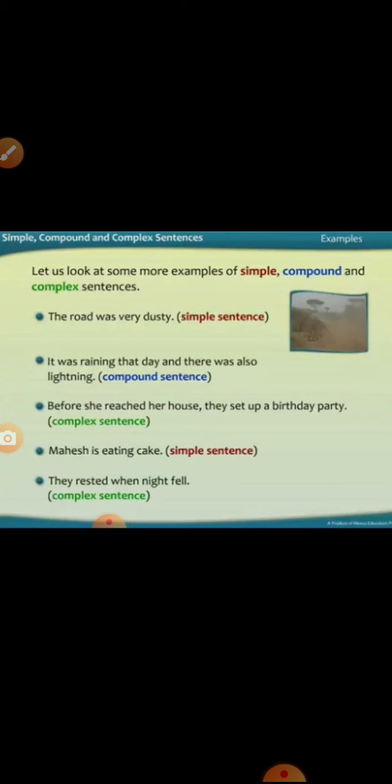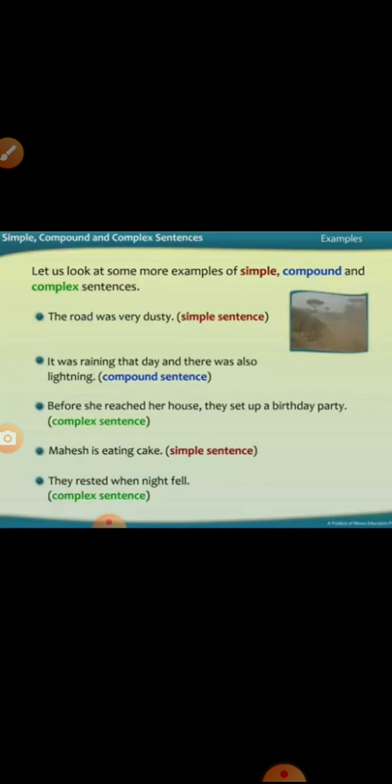Let us take some more examples for simple, compound, and complex sentences. Like, the road was very dusty. It is a simple sentence. It was raining that day and there was also lightning. It is a compound sentence. You can see it was raining that day is one clause. There was also lightning is the second clause, and both the clauses are joined by the coordinating conjunction and. So it is a compound sentence.